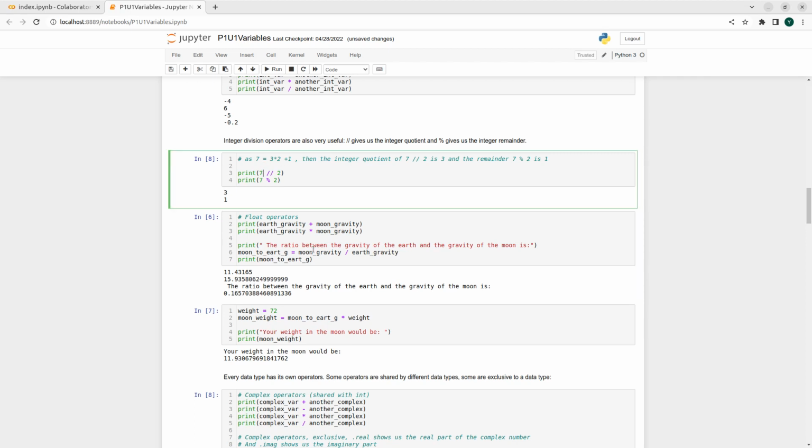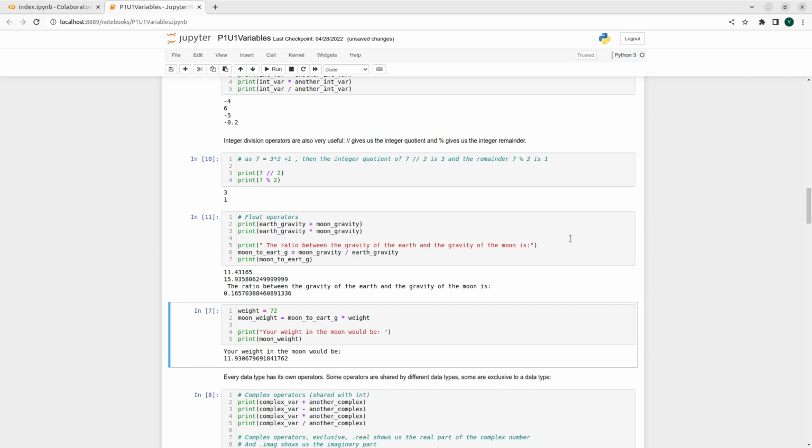If I wanted to have the integer remainder not of 7 but of 9, then because 9 is 4 times 2 plus 1, the quotient would move to 4, and the remainder would remain as 1. I can have the same operators with floats: subtraction, addition, product, division, and so on and so forth.